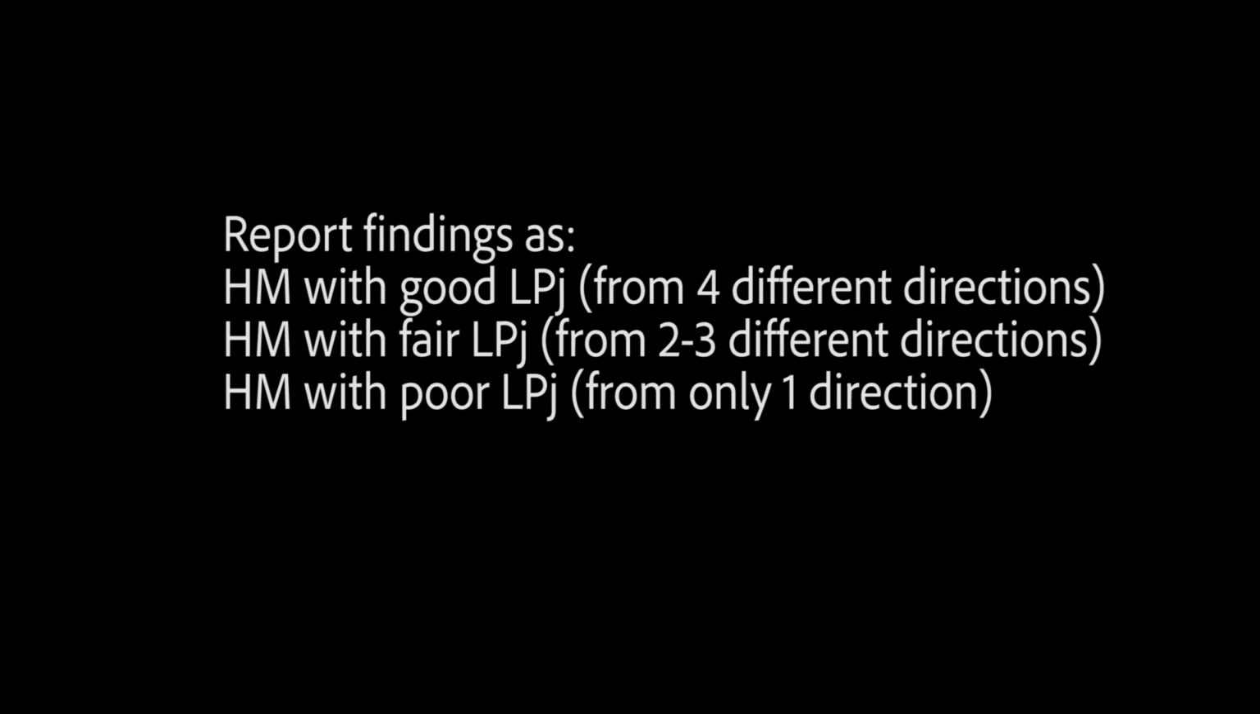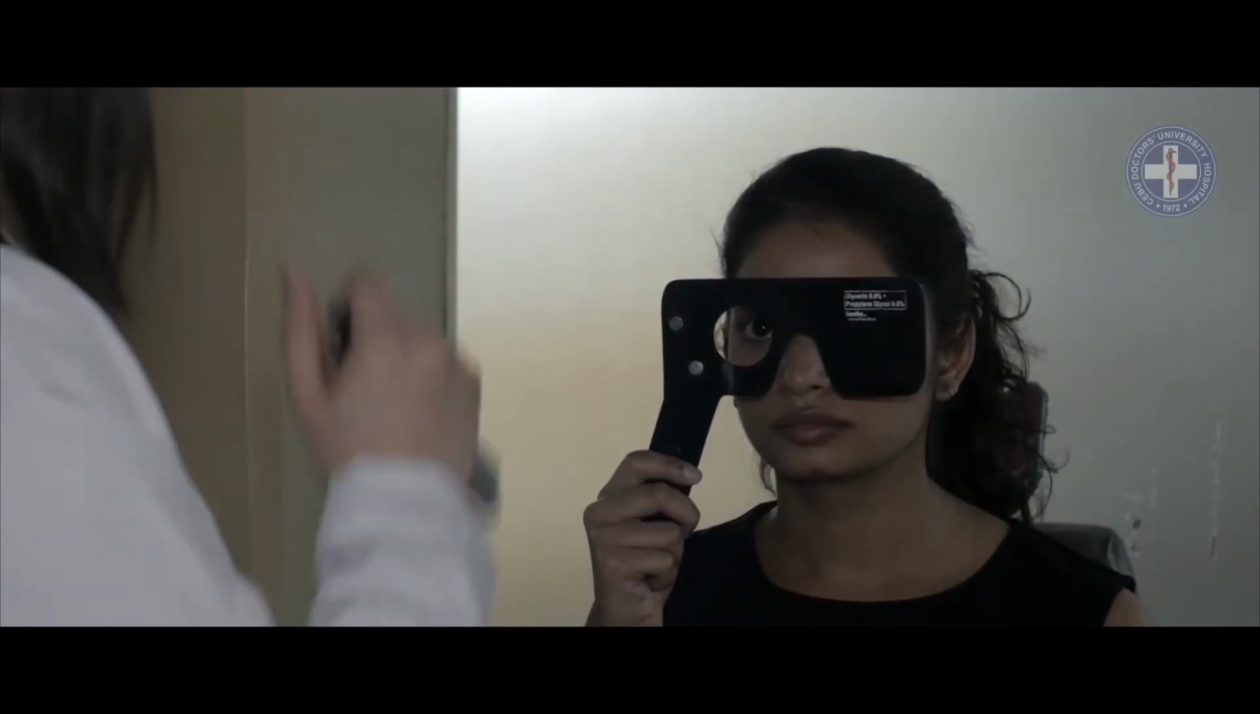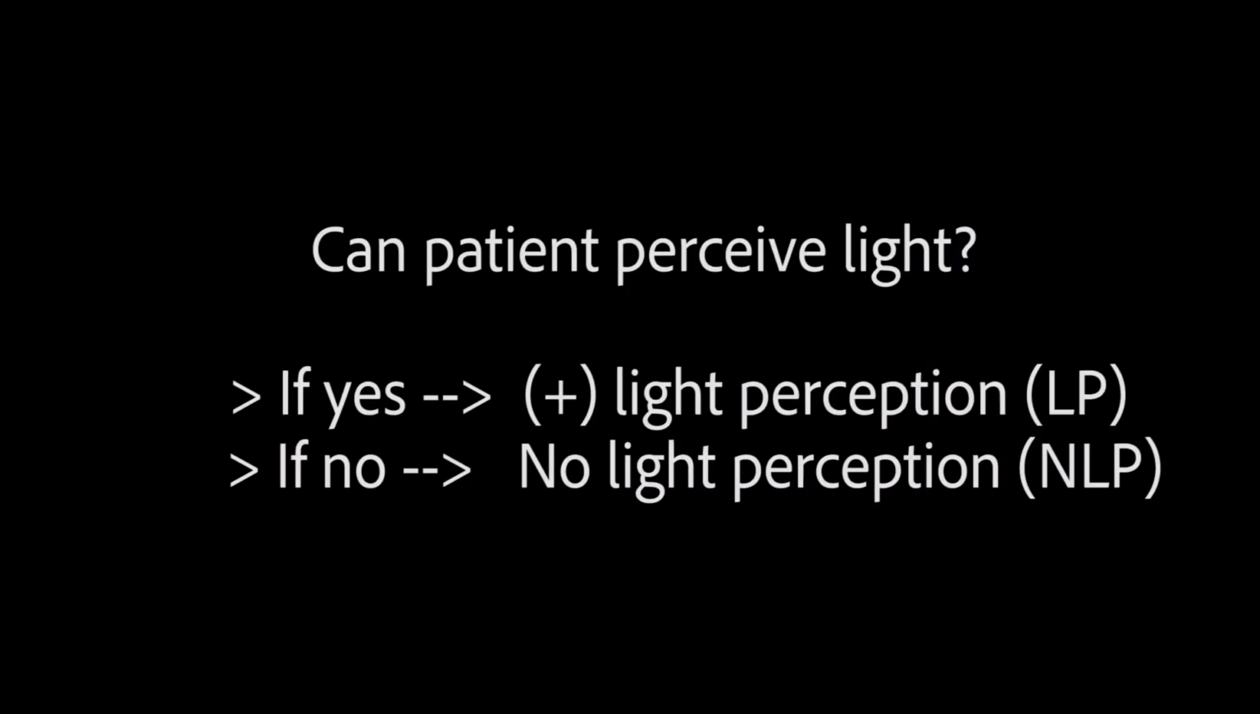If the patient is unable to see hand motion, the next step is whether the patient can perceive light. If yes, record the patient as having positive light perception. If no, record the patient as having no light perception. Note that when diagnosing no light perception, one should be using a very strong light source in a very dark room. Next is near visual acuity.